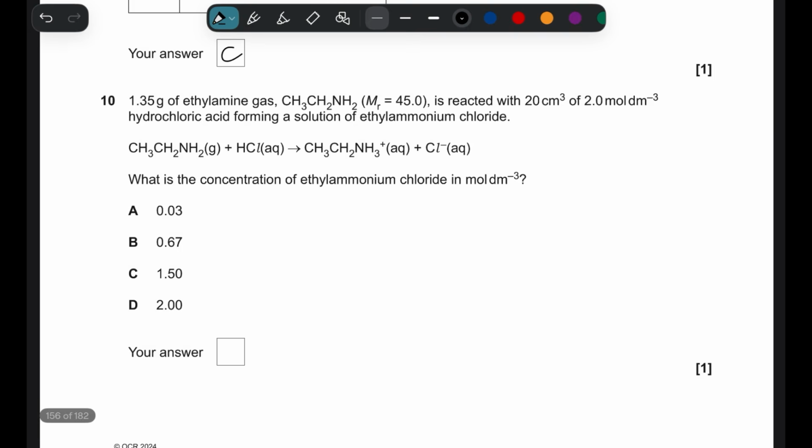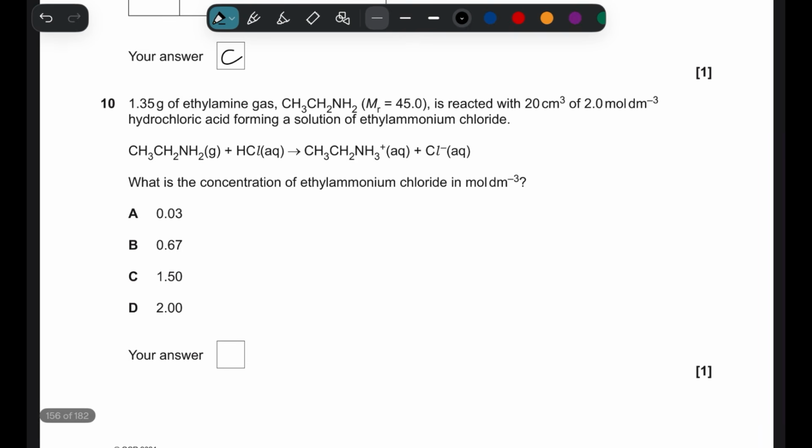Now, let's look at this question. So we've got a gas reacted with hydrochloric acid to form this random compound, and we want its concentration in mol per dm cubed. So we need to do some calculations. What we're going to have to do is find the limiting reactant, and that will tell us the number of moles of that solution we have. So let's quickly do that.